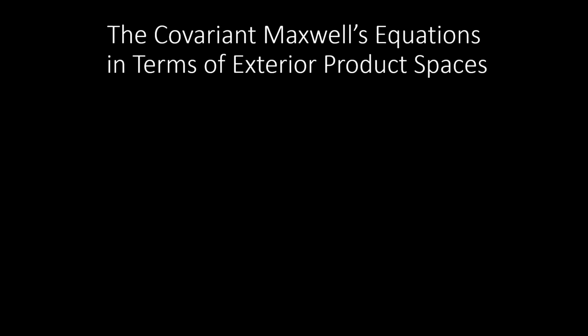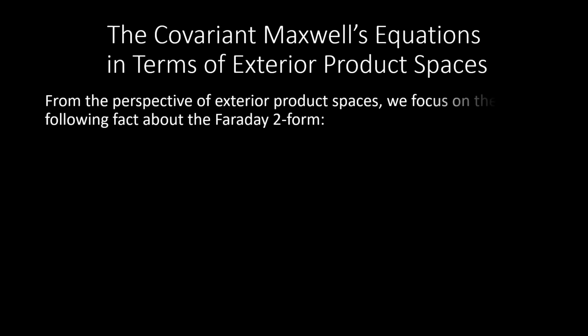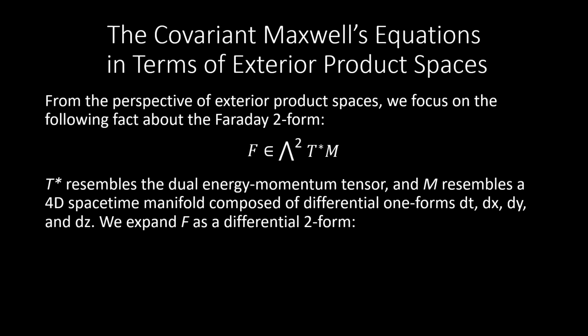Now let's consider these covariant equations in terms of exterior product spaces. So from that perspective, we focus on the following fact about what we now call the Faraday 2-form. The Faraday 2-form is an element of the second exterior power of the dual energy momentum tensor on a manifold. So T star is that dual energy momentum tensor, and M resembles a 4-dimensional Lorentzian space-time manifold composed of differential 1-forms dt, dx, dy, and dz. We expand F as a differential 2-form.